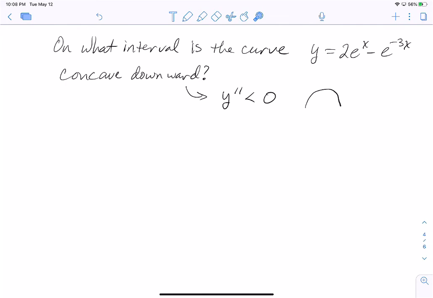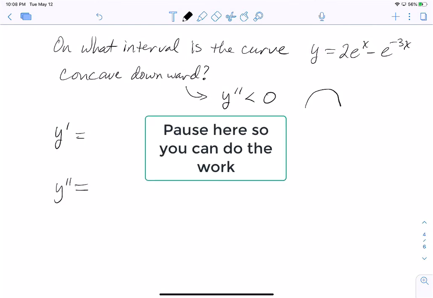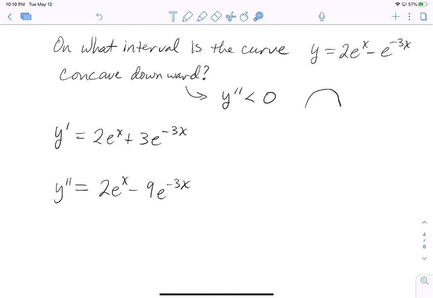Now, why is this in a section on logarithms? This is an exponential function. Stay tuned, let's see if it makes sense. I'd like for you to pause the video and go ahead and find y prime and y double prime. I hope that was a quick one.